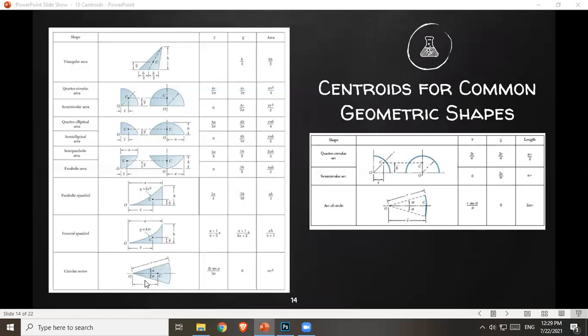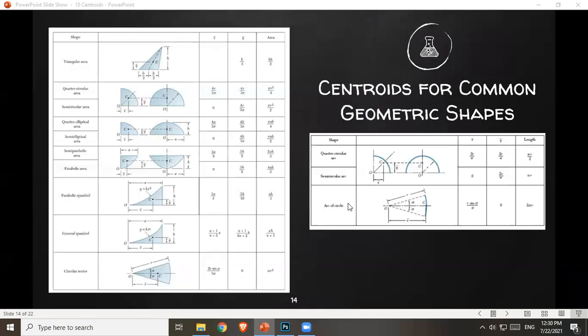Now, lastly, we have your circular sector. If this is your reference line and this as well on the left, distance of your centroid from point O is 2r sine alpha over 3 alpha, where alpha is half the angle of your sector. Okay, and then r is the radius of your sector. And then if your reference axis is here on this line, so y bar is 0, and then area of a circular sector is alpha r squared.